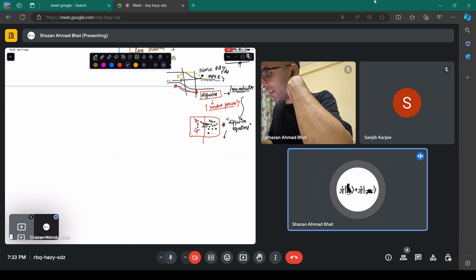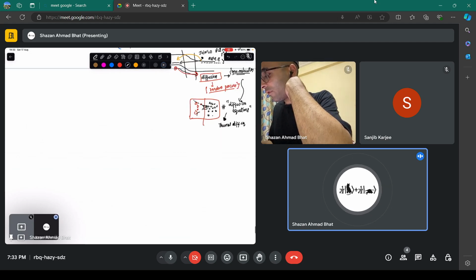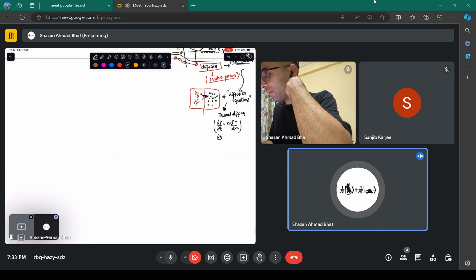And diffusion equations, let's say you might have studied the thermal diffusion equation, something like ∂T/∂t, the gradient of the temperature, is equivalent to the conductivity times the second derivative of this. This is one type of diffusion equation. Or you can have ∂N/∂t equal to, let's say, the diffusion constant times ∂²N/∂x². This is another type of diffusion equation. This is for electrons, this is for temperature.